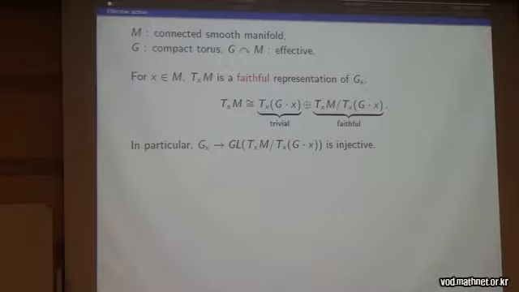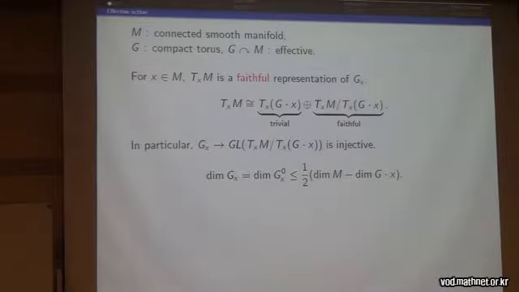So the associated homomorphism is a homomorphism from G_x to the general linear group of this vector space, and this is injective. So we have the following inequality: the dimension of the isotropy subgroup should be less than or equal to half of the dimension of this vector space. Otherwise, we cannot embed G_x into this group.